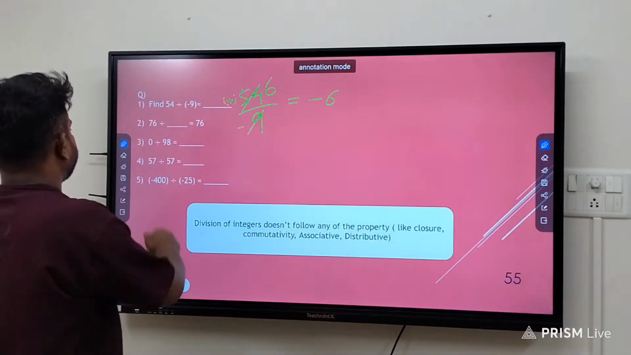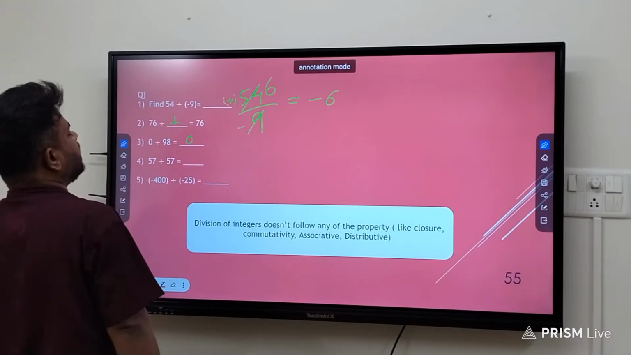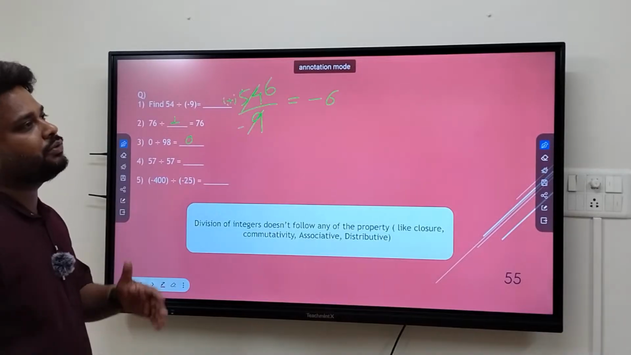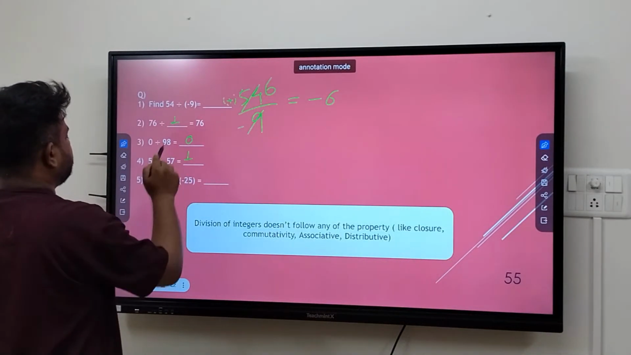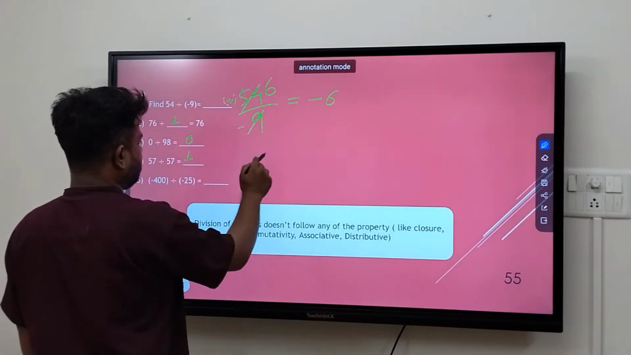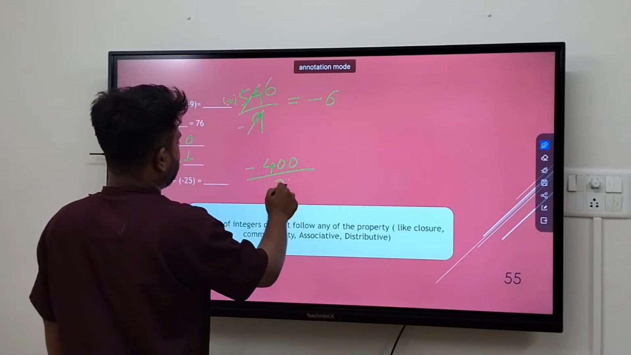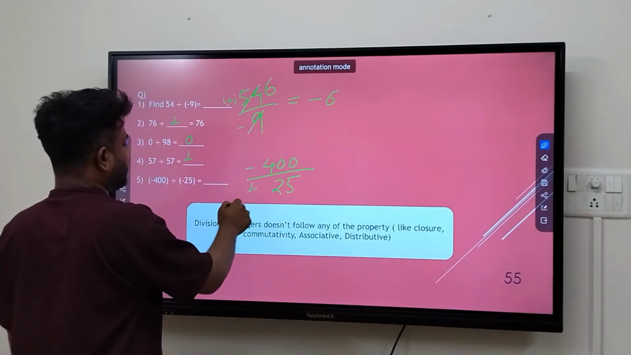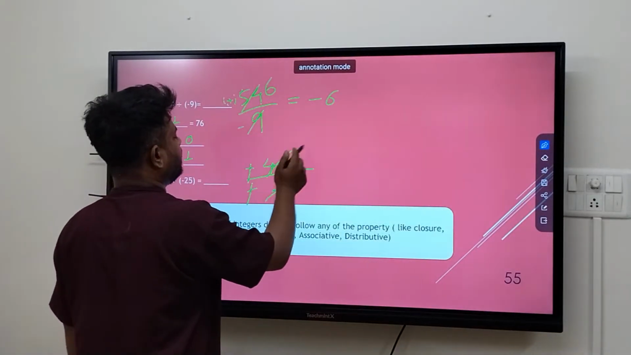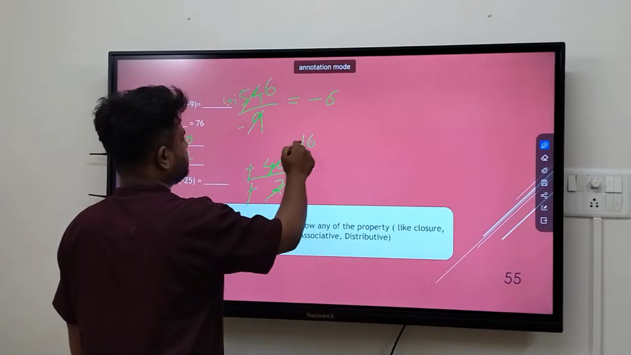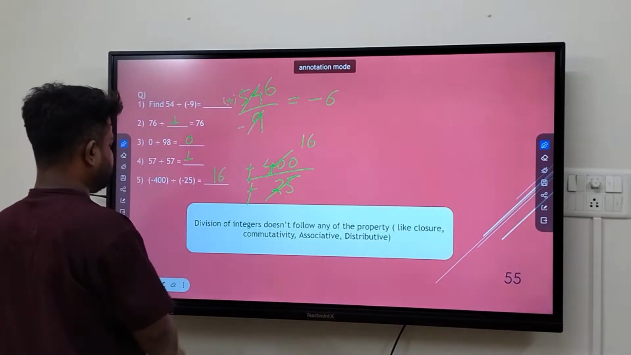The next one will be 1, the third one will be 0, because it's possible to divide 0 by any number, but the answer will be 0. The next one will be 1, and for doing this kind of sum, like dividing 400 by 25, the minus and minus get cancelled and 16 will be the answer. So here the answer will be 16.